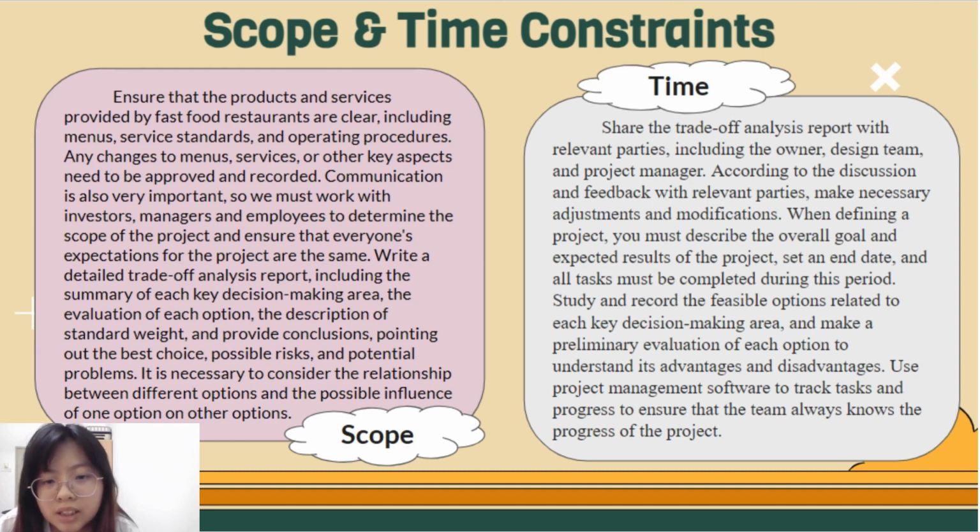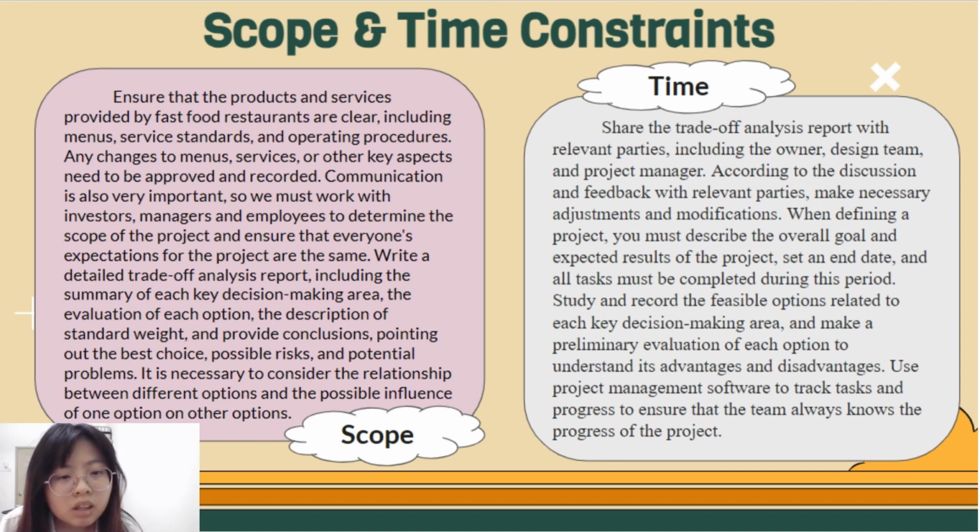Write a detailed trade-off analysis report, including the summary of each key decision-making area, the evaluation of each option, the description of standards, and provide the conclusion pointing out the best choice, possible risks, and potential problems. It is necessary to consider the relationship between different options and the possible influence of one option on another. And the next step is to share the trade-off analysis report with relevant parties, including the owner, design team, and project management. According to the decision and feedback, we make necessary adjustments and modifications.